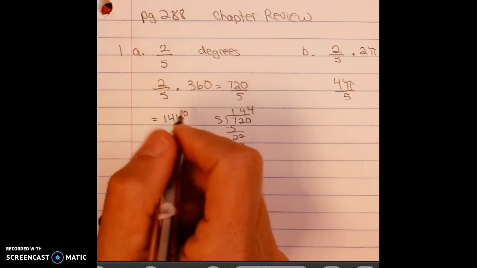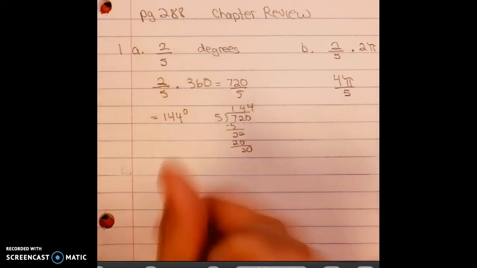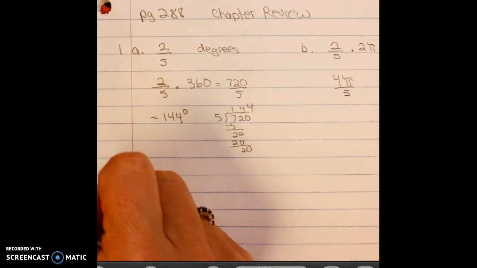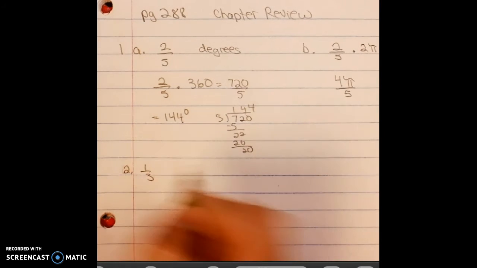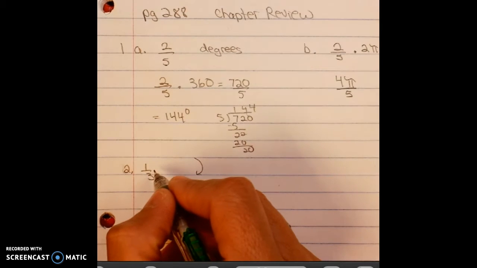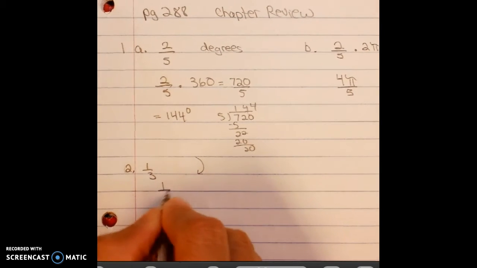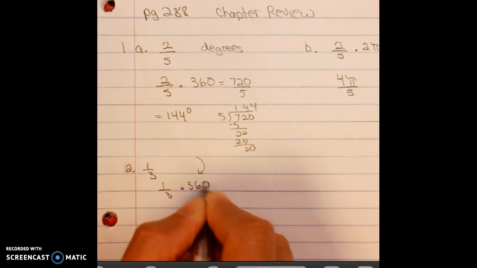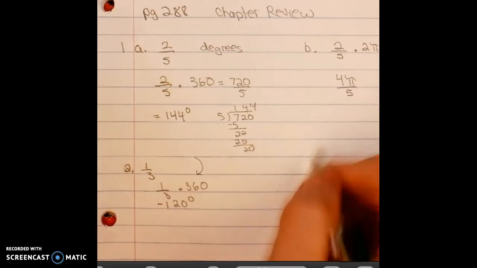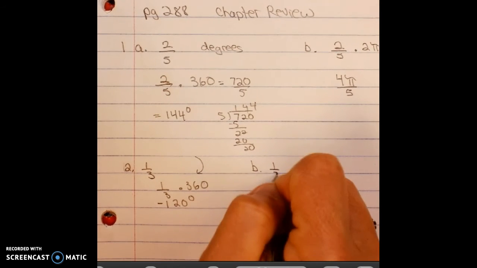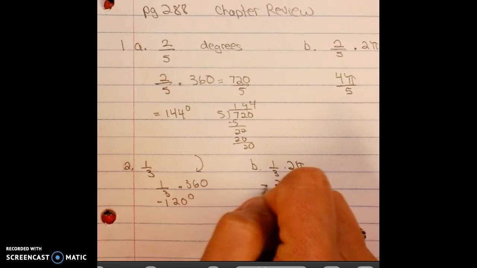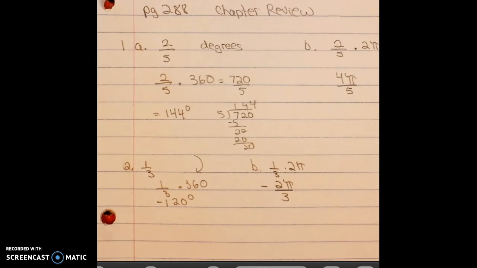Okay, number 2 is the same thing. And we're starting off with 1/3 of a revolution. If you notice in this case, we're going clockwise. So the first thing we need to know is we're going to express this as a negative. So again, 1/3 of 360 is equal to 120 degrees, and it's negative. And then for B, if we want radians, 1/3 of 2 pi would equal 2 pi over 3 radians. And again, because we're going clockwise, it's going to be negative.